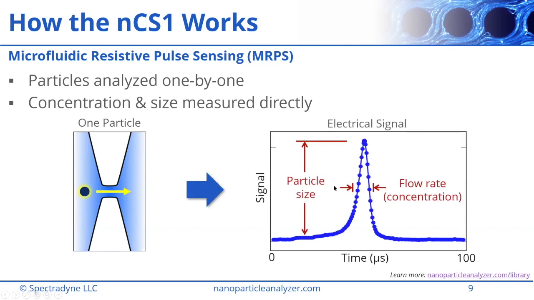So this is actual data showing the measurement of a single particle as it passes through the orifice here, the constriction. And every time this happens, we measure 2 things. One is how big the particle is. That's given by the height of this peak. And the other one is how quickly the particle went through the constriction. That tells us how much sample we're measuring. So this is the signal from one particle.